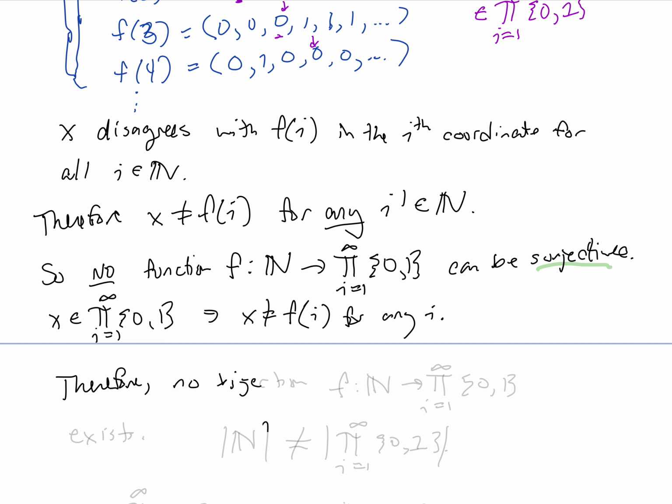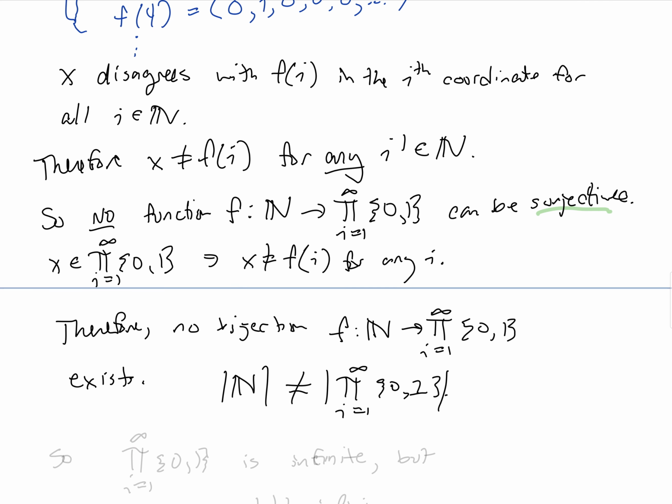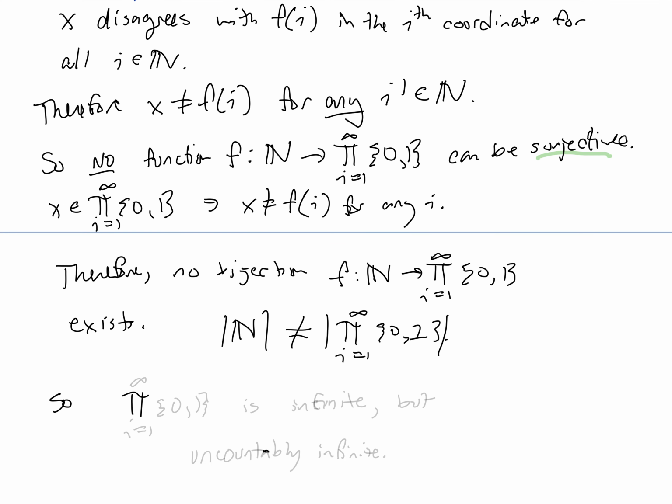So therefore, no bijection from the natural numbers to this Cartesian product, i equals 1 to infinity of the set {0, 1}, exists, and therefore the cardinality of the natural numbers is not equal to the cardinality of this set. This set is clearly infinite. So this set, i equals 1 to infinity of {0, 1}, is infinite, but it is a different cardinality of infinity.